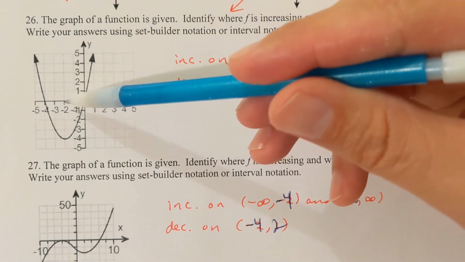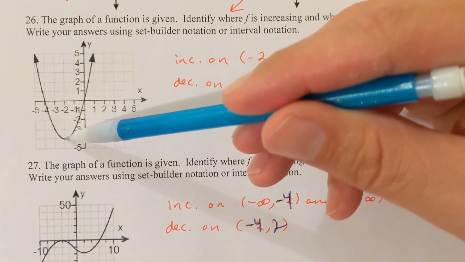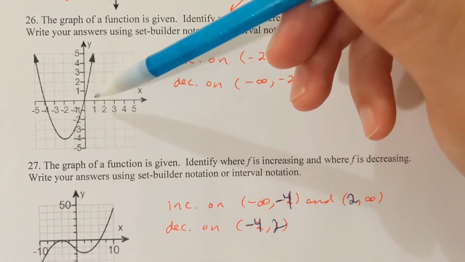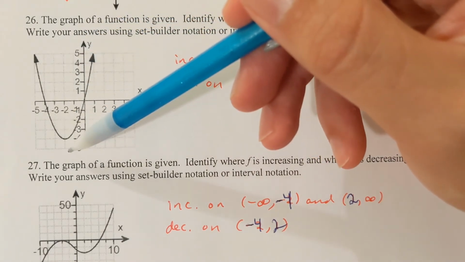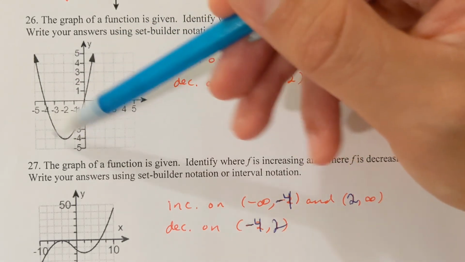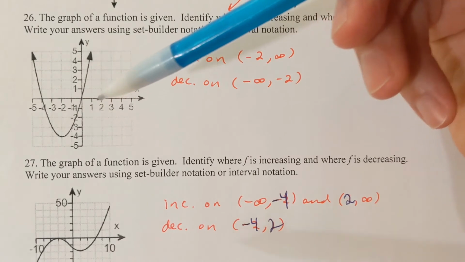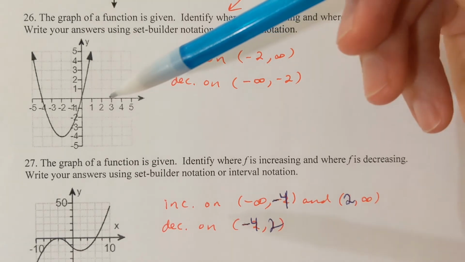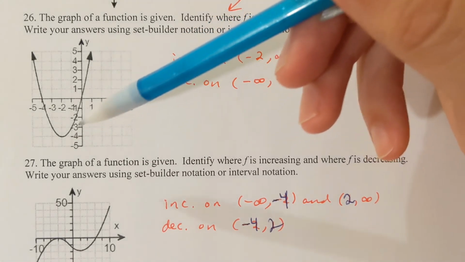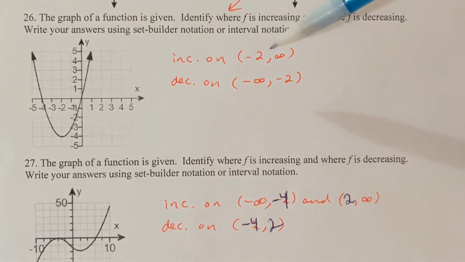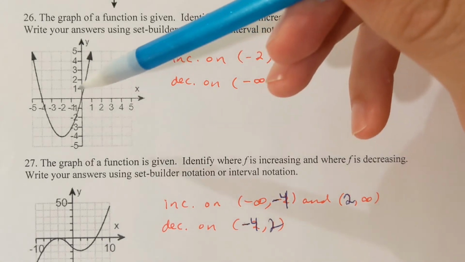It looks like at negative 2, negative 4, we're going to be switching there from decreasing to increasing. Decreasing means the slope of the tangent line is a negative slope. Well, that's going to be true anywhere to the left of negative 2, and to the right of negative 2, I'd be increasing on that part of the graph. So I'm going to be increasing on negative 2 to infinity, and decreasing on negative infinity to negative 2.